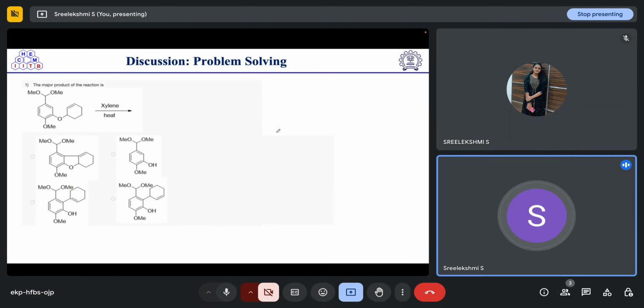The first question asks for the major product of the reaction, where this compound is treated with silane under heating conditions. Which will be the major product?